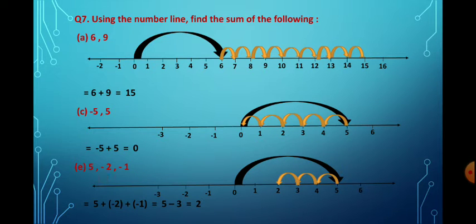So let us recheck. 5 plus minus 2 in the bracket plus minus 1 in the bracket. So 5 minus 2 minus 1 is minus 3. So 5 minus 3 equals 2.